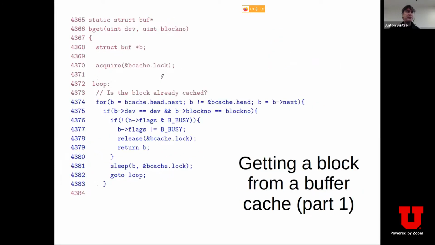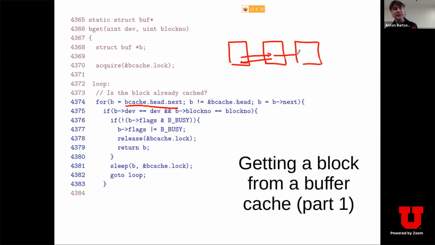What the block get internally does is it first tries to check whether this block exists in the buffer cache. It's a very naive implementation, so it's a linear search of the buffer cache. Essentially it goes to the buffer cache linked list. Remember, the blocks are maintained as a doubly linked list.